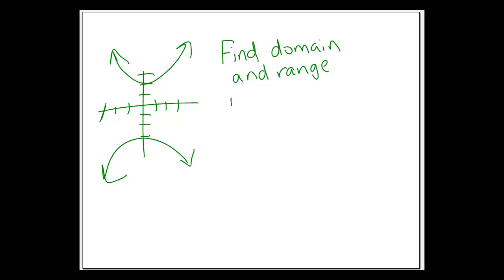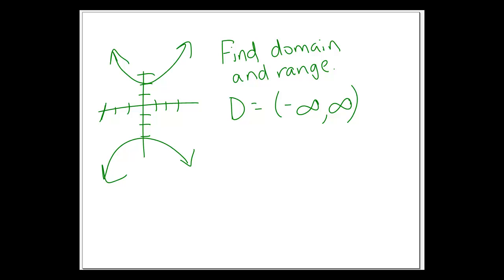So let's start with the domain. Domain is left to right. It really doesn't matter which piece I'm looking at. If I continue drawing either piece, I'm going to go all the way back to -infinity and all the way forward on the right-hand side to infinity. So the domain is -infinity to infinity, as it has been in the past.